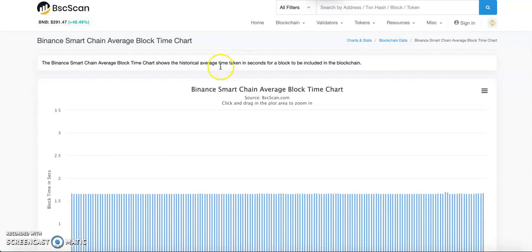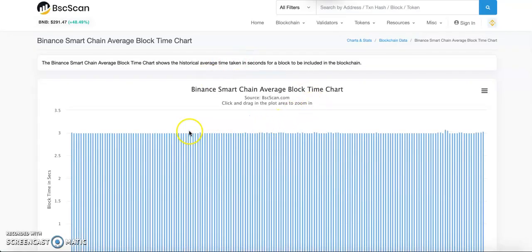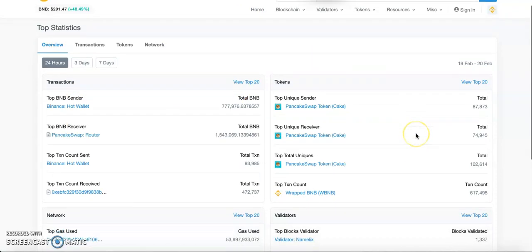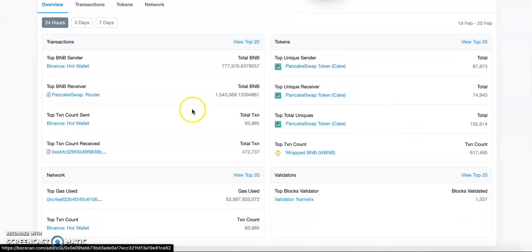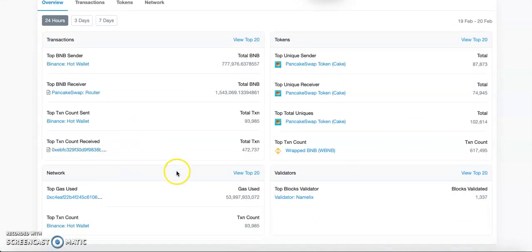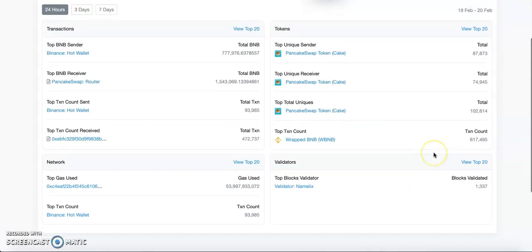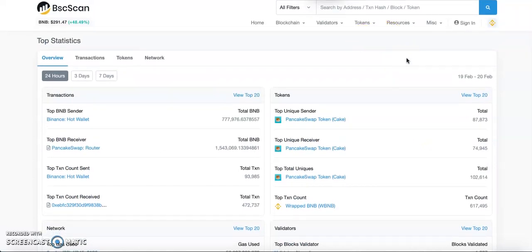And let's go to see more statistics. Okay, this is the block time of Binance chain. Currently the block time is as low as 3 seconds, and in this period it got as high as 3.08. So that's the block time. And then I think we have more at the top. These are the top stats of the Binance Smart Chain: top unique sender, top transaction output, top gas used. It has transaction fees. Yep. So that is Binance Smart Chain.